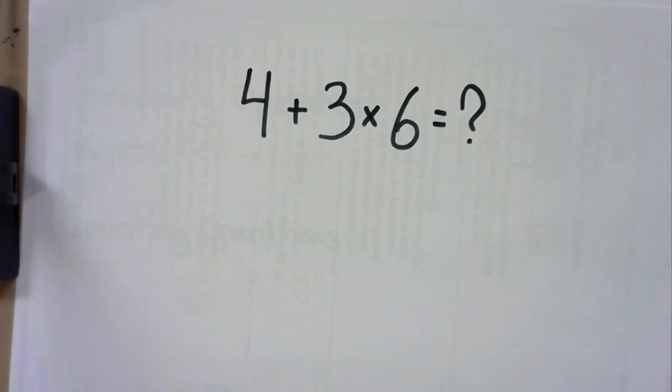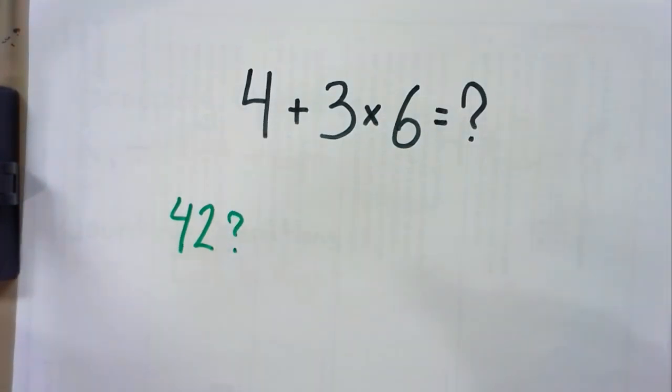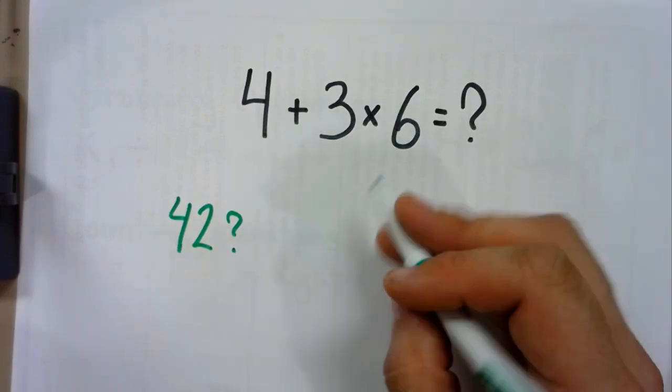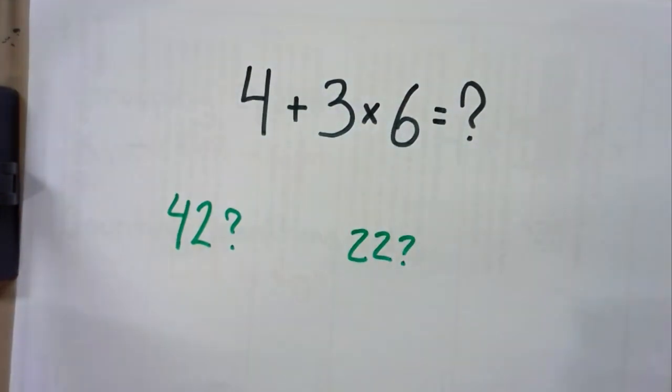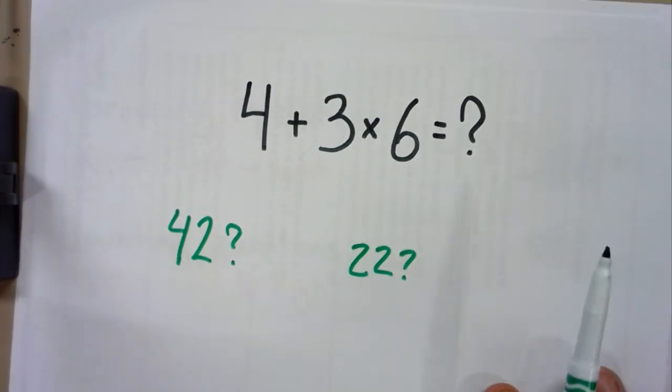Let's take a look at 4 plus 3 times 6. So one person might look at this and say, well, 4 plus 3 equals 7, and 7 times 6 equals 42. So one person might get the answer of 42. Another person might get the answer of 22. And so the problem is that there can only be one right answer to any sort of an equation. We can't have multiple answers to a single equation. We can have multiple ways of getting to that answer, but each equation has only one single answer, right? So one of these has to be the right answer.